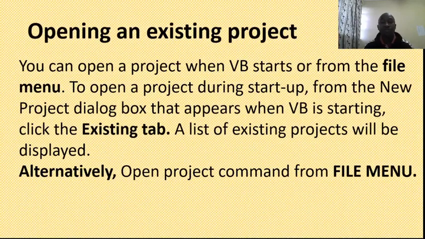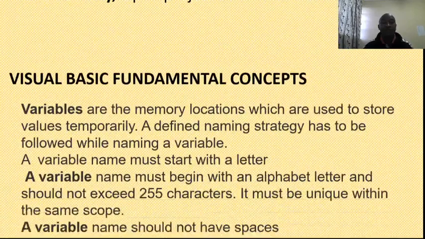Then, how do you open an existing project? You can open a project with VB when VB starts or from the File menu. To open a project during startup, from the New Project dialog box that appears when VB is starting, click the Existing tab. A list of existing projects will be displayed. Alternatively, use the Open Project command from the File menu. Therefore, those are the 2 ways of opening an existing project. You can open at startup by selecting the Existing tab, or go straight to File, then Open, just like you do in any other application.